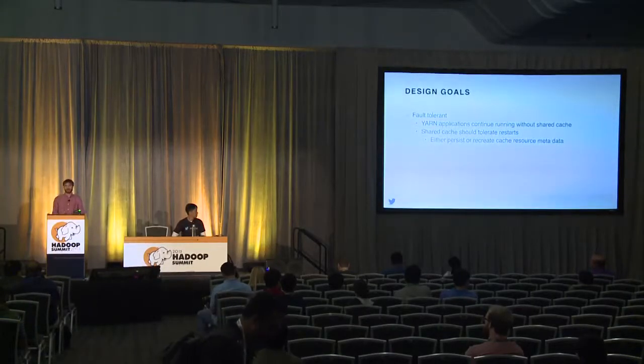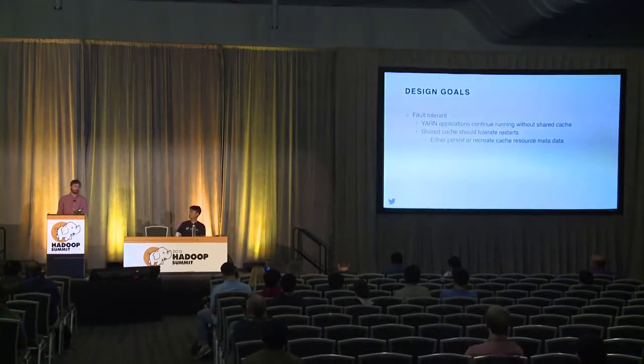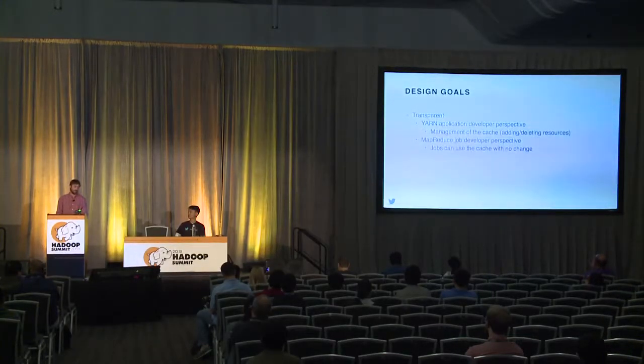We want Yarn applications to be able to continue running without the shared cache, and we also want the shared cache to be able to tolerate restarts. So if it shuts down and comes back up, it either needs to recreate its state or persist its state. And lastly, we wanted to be transparent. From a Yarn developer perspective, we don't want them to have to worry about where to place resources in HDFS, or whether they need to clean up resources. All of that should just be handled by the shared cache.